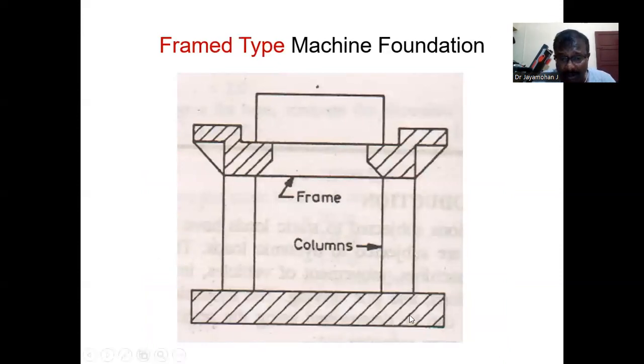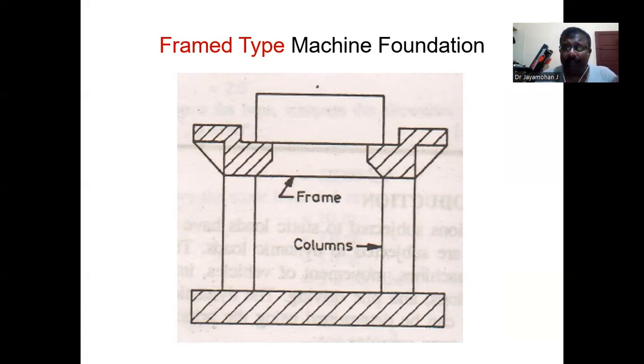Here, instead of a wall at the bottom, we have a slab. On top, on all sides, we have concrete columns. At the top they are joined together by horizontal beams. Over that the foundation is placed. The bottom portion is open.